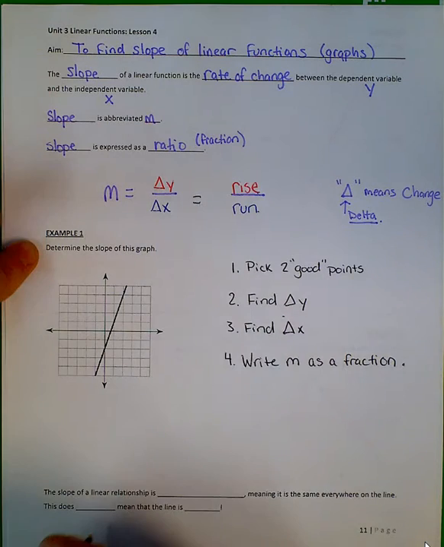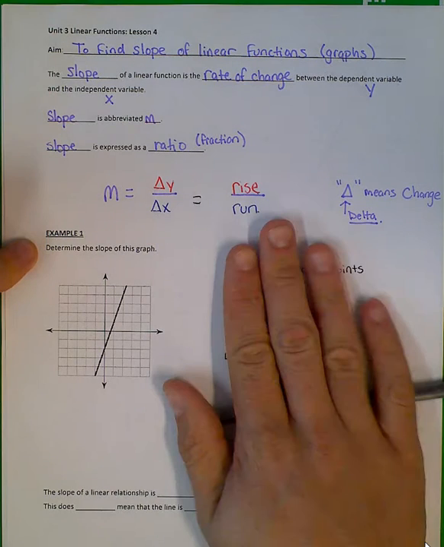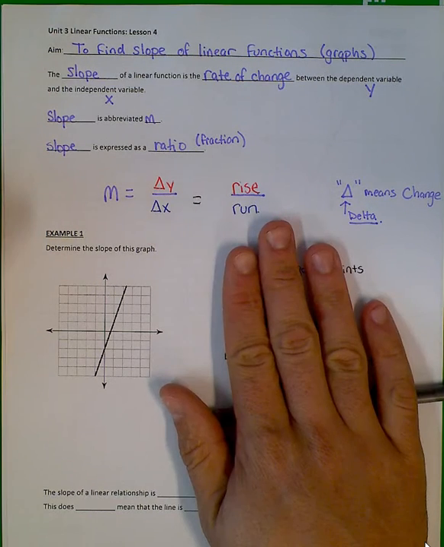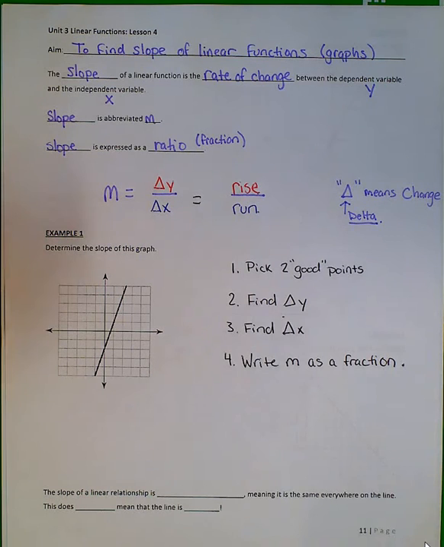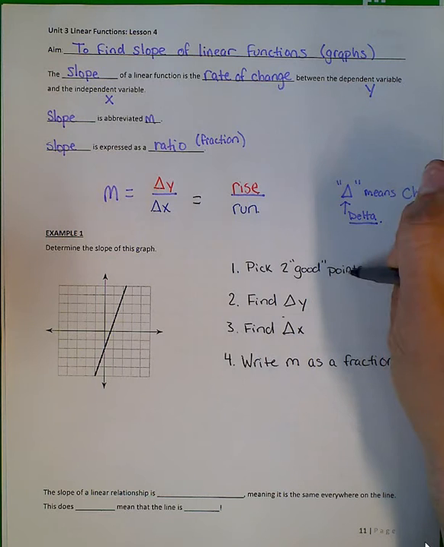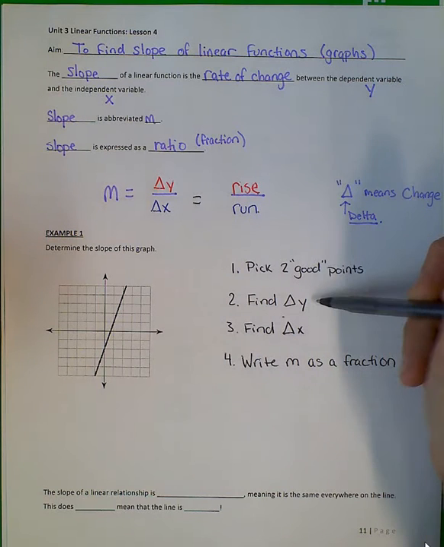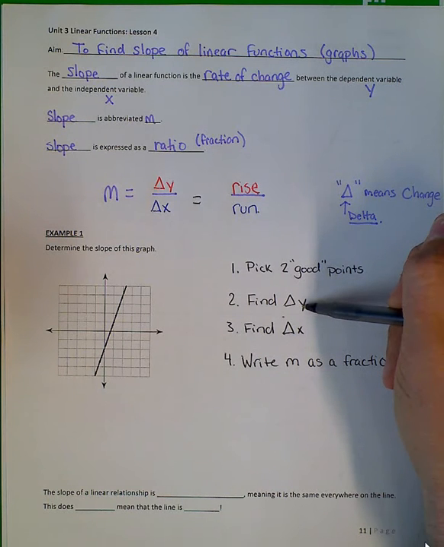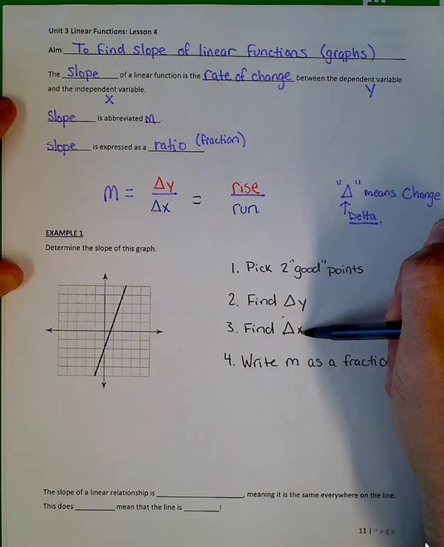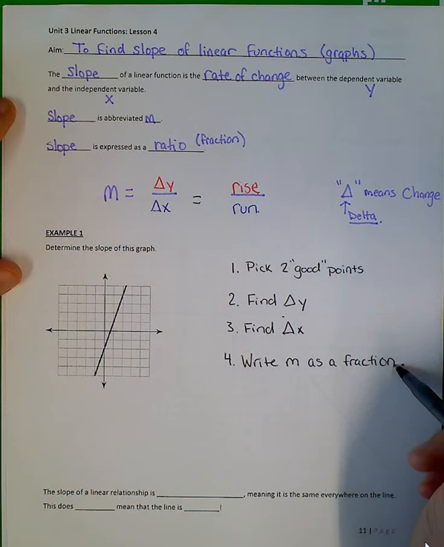So in example 1, we are going to determine the slope of this graph. How are we going to do that? We're going to pick 2 good points on the graph, then find the change in y, find the change in x, and then write slope as a fraction of these 2 things.